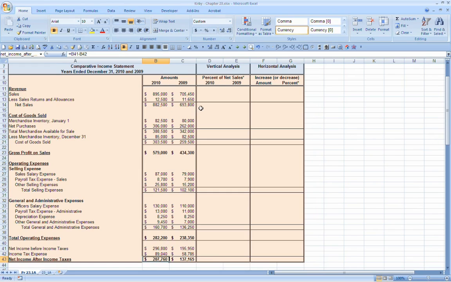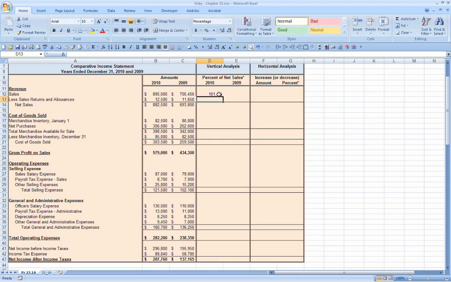So, how do we do a little bit more analysis on this? I want to focus on both horizontal and vertical, and you know how we do that in Excel. Vertical analysis is where we take every number on the income statement and we turn it into a percentage. And that percentage is a percent of net sales. So to do that, I'm going to take gross sales and divide by net sales. Okay?